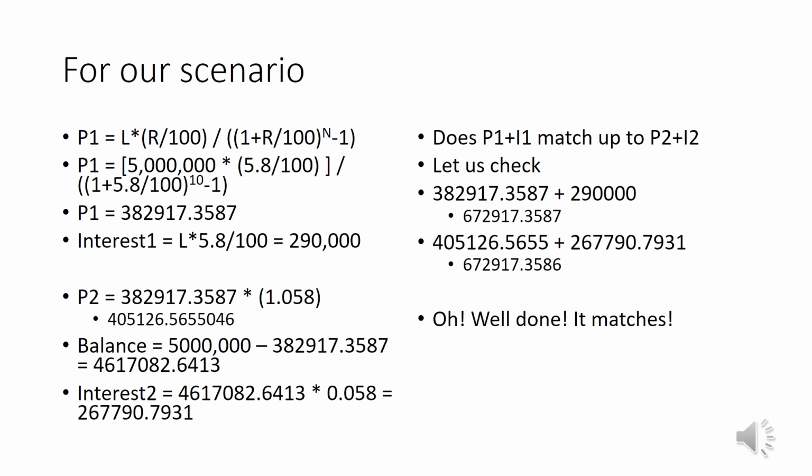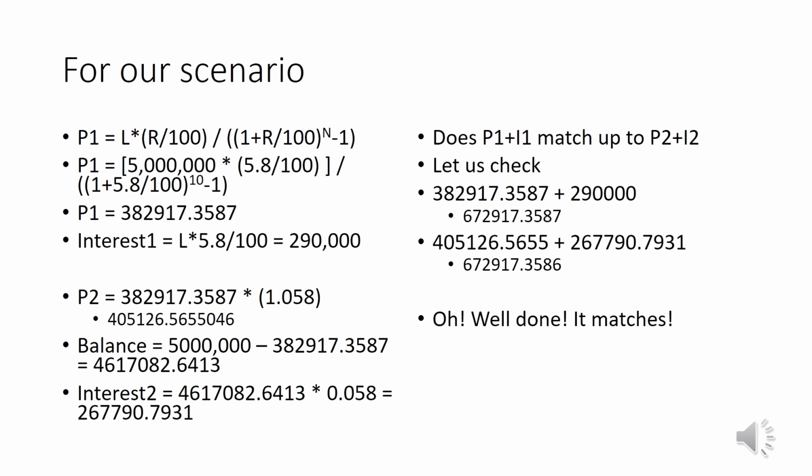So let us see if we can calculate the first principal now for our scenario. In our scenario, L is $5 million, R is 5.8, N is 10, right? So with that, you can see on the left hand side of the slide, you are calculating P1 as 382,917.3587, and the interest that we pay is for the whole amount for this first year, right? $5 million at 5.8% is $290,000.